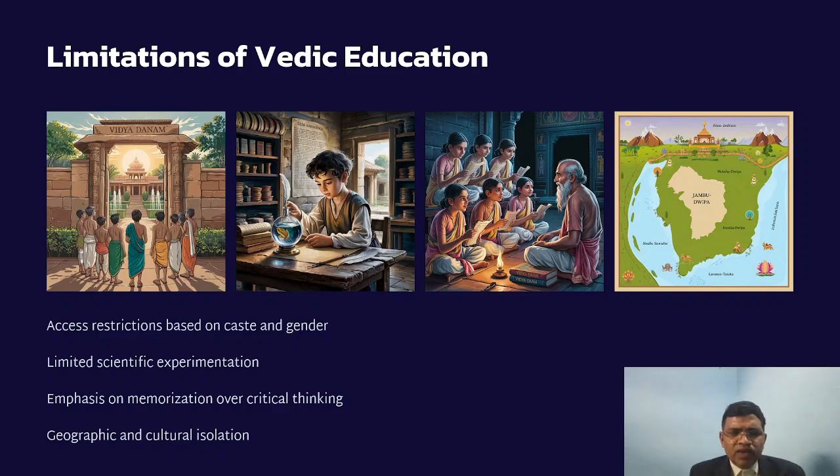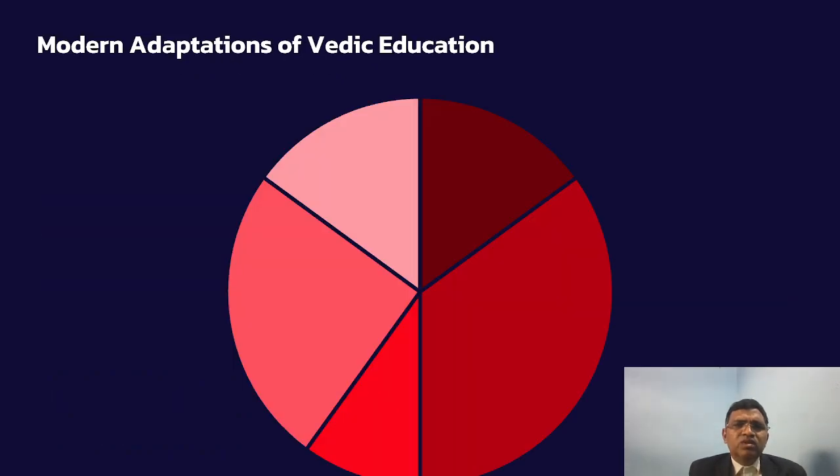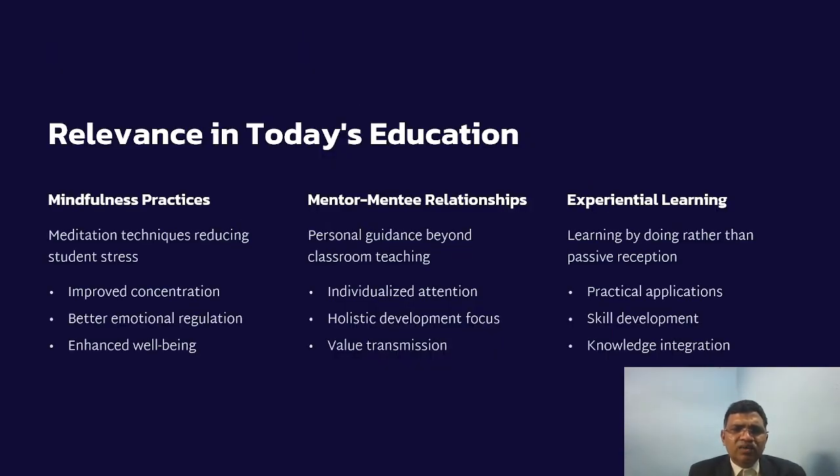And there is geographic and cultural isolation. It is only for a few people, and it is studied in jungles or forest areas, so it is culturally isolated from the general public. So we can say that these are the limitations of the Vedic education system. Still, we are adapting the Vedic education system nowadays. What is its relevance to today's education?